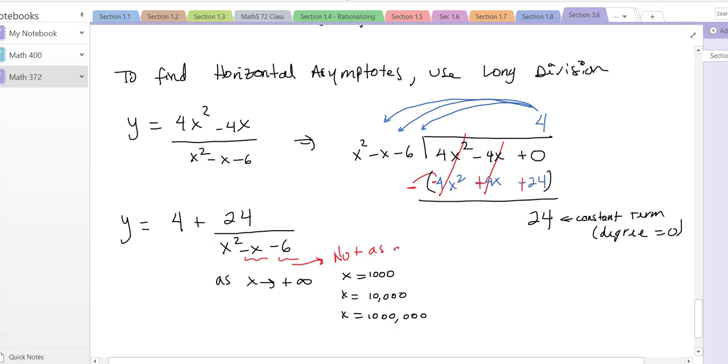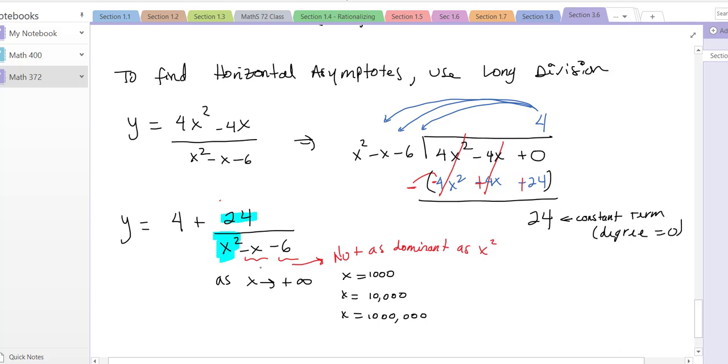So not as dominant as x squared. So really we're almost going to just focus on, and I'm going to highlight it, the 24 over x squared. Because again, if you have a million in the grand scheme of things, a million squared minus 6, the minus 6 is not going to affect it that much.